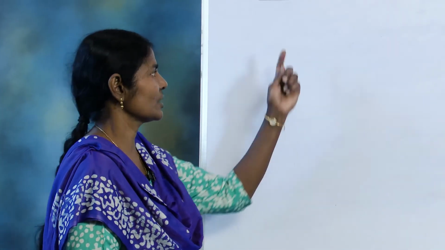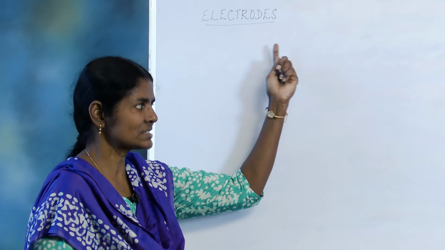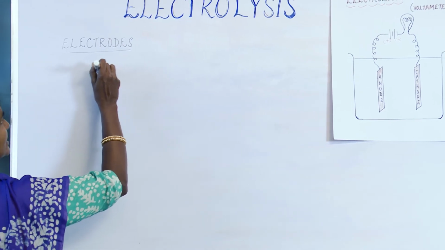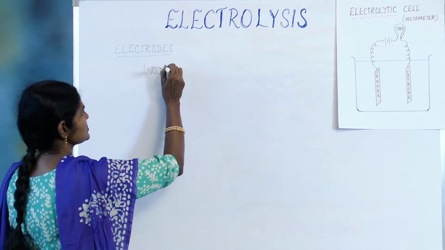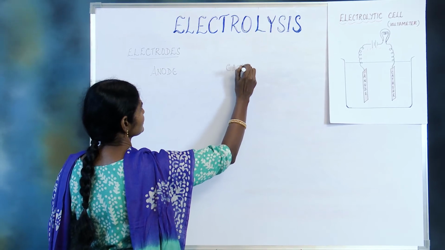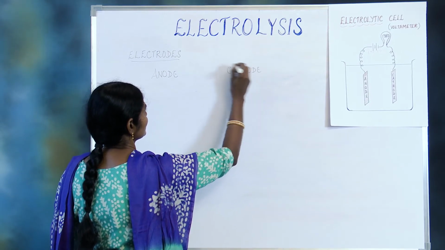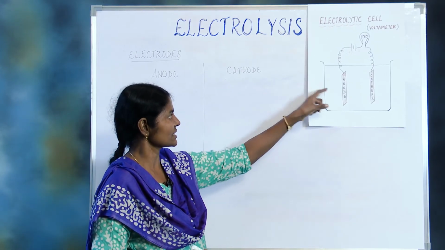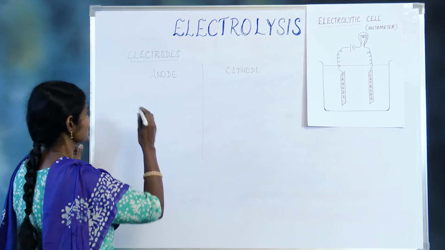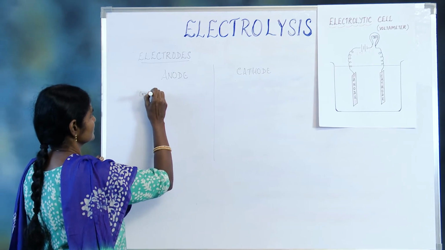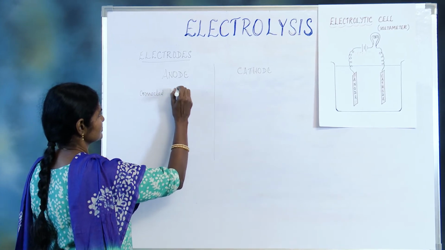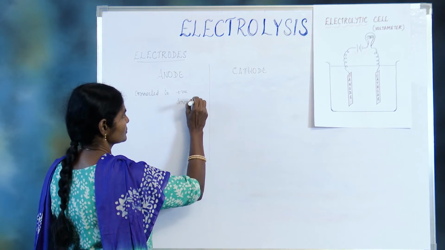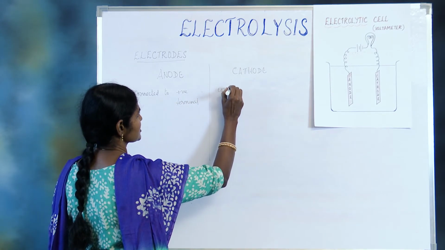The next difference we are going to see is about the electrodes. As I told you, there are two electrodes, anode and cathode. Okay, so let us find the differences between anode and cathode. All right, as we see from the diagram, anode is connected to the positive terminal. Okay. Similarly, cathode is connected to negative terminal.